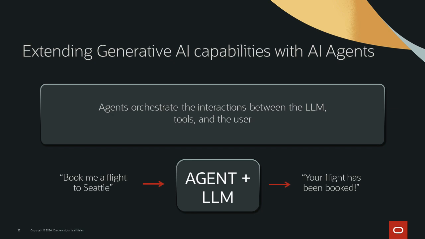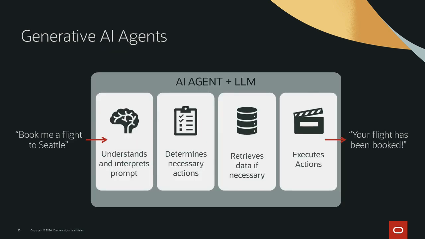So inside this agent plus LLM box, there's a couple of steps. The agent will do the following steps. First is understand and interpret the prompt. So it'll understand, okay, they want to book a flight, so I need to create a reservation, and it's going to go to Seattle. Then there's another step that will determine the necessary actions.